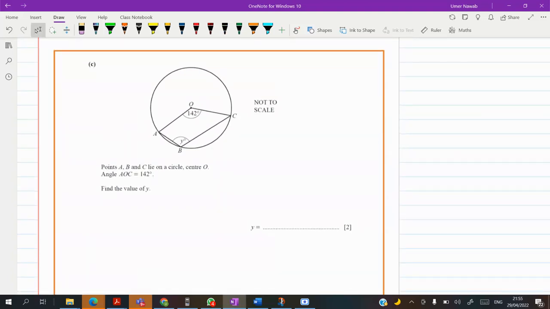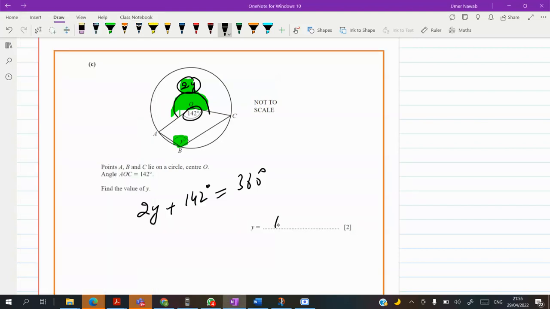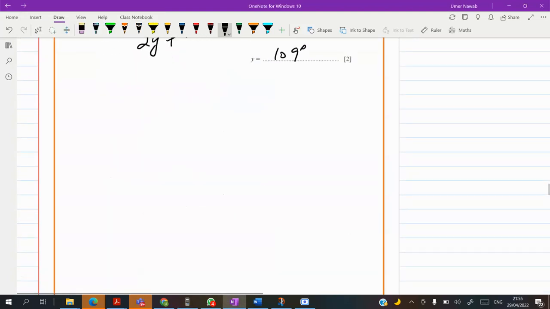This question we have seen many times, guys. What is this? This is 2y, because if the angle at the circumference is y, so the angle at the back will be 2y. Now, what is the relationship between 2y and 142? So 2y plus 142 is equal to 360. We simplify it. 360 minus 142 and divided by 2 will give you 109.